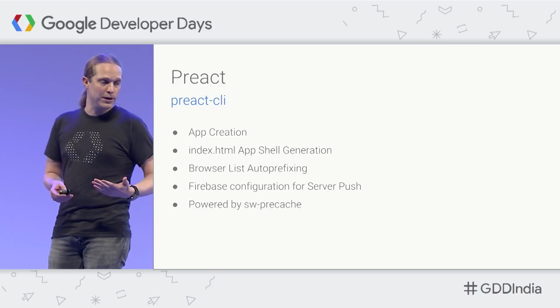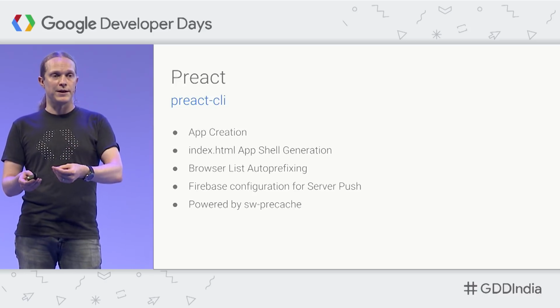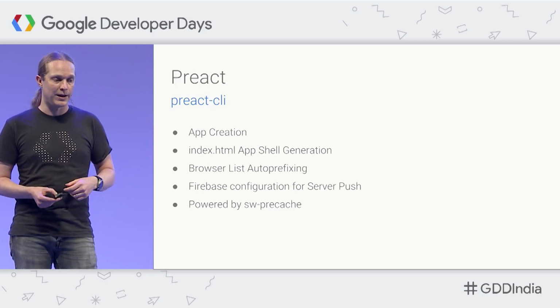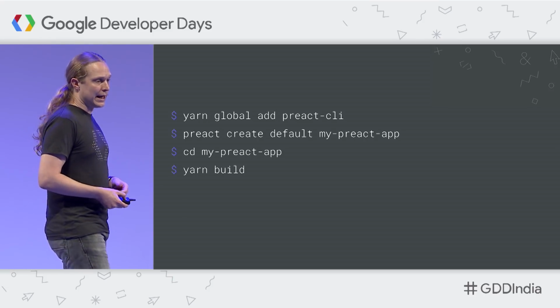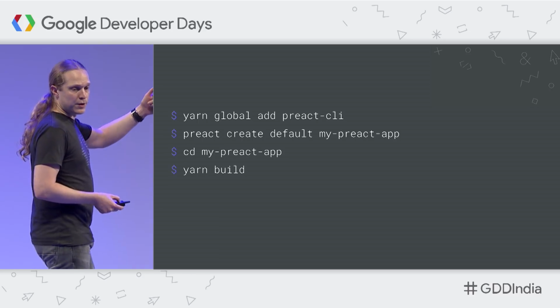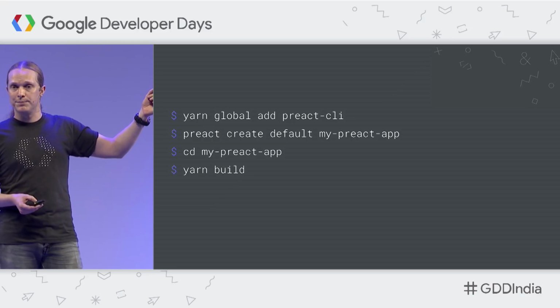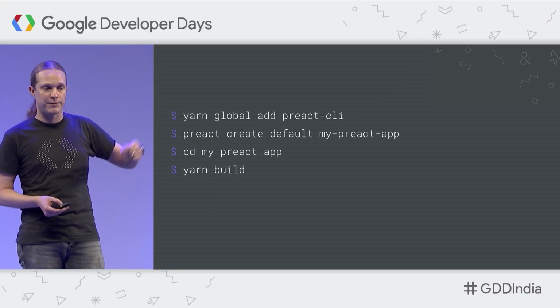Like I mentioned before, they use sw-precache in the background, so if you want to understand what they're doing, it may be useful for you to look at that library too. And again, we're just adding the Preact CLI. In this case, we're saying create default. So default here is the name of the template. There are a number of different templates that you can explore if you want to create different apps.